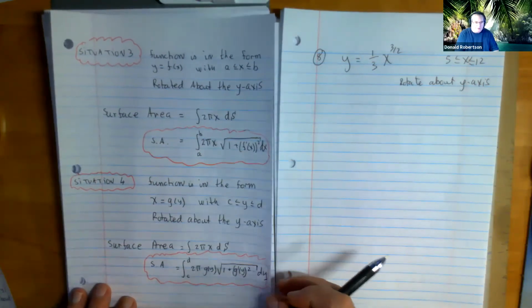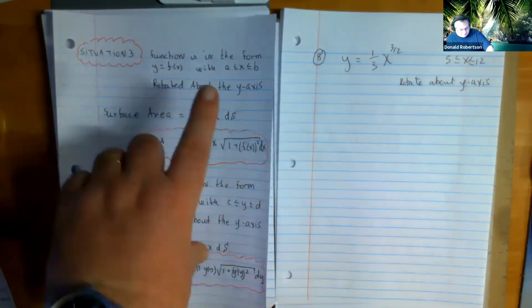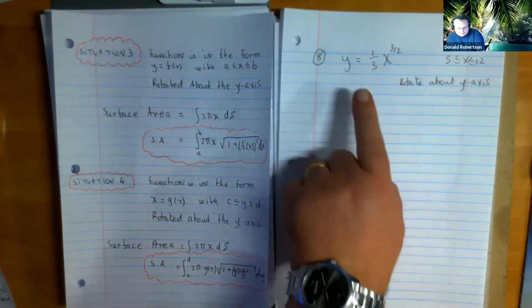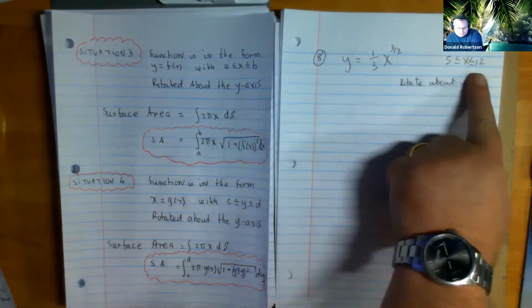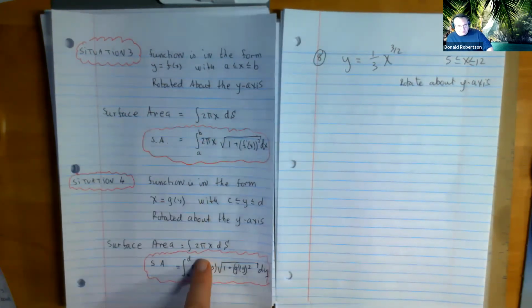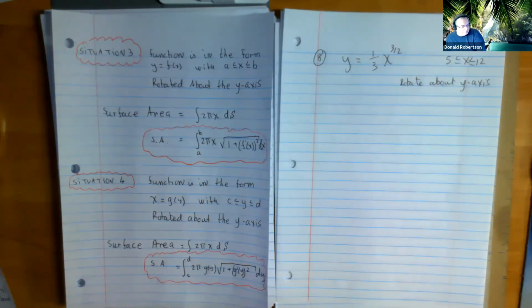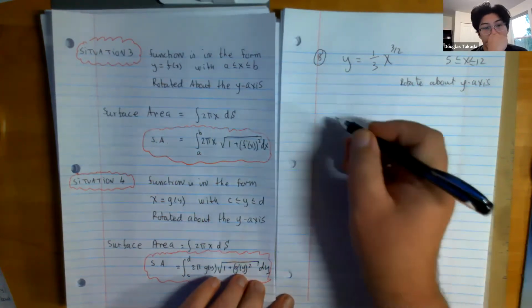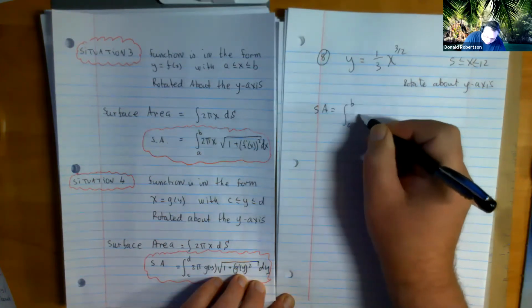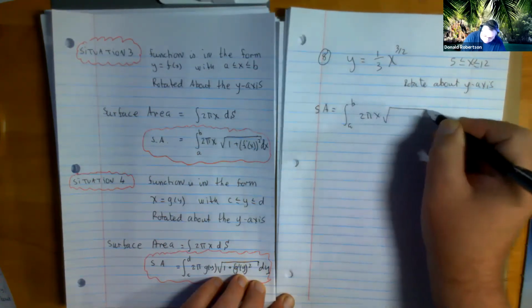Doesn't look familiar? Okay. Now, since it's being rotated about the y-axis, it means it's situation 3 or 4, right? These are the two that you use when you rotate about the y-axis. This is the formula or the function with its information that's going to be rotated. So is it situation 3 or is it situation 4? Three. Great. So we are looking at a surface area, the integral from a to b, 2 pi x, square root of 1 plus derivative squared dx.